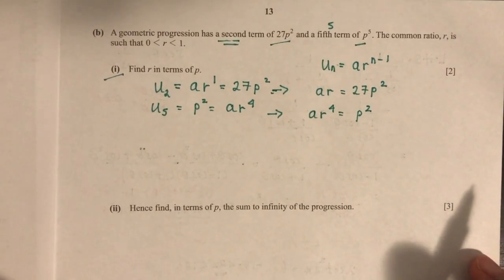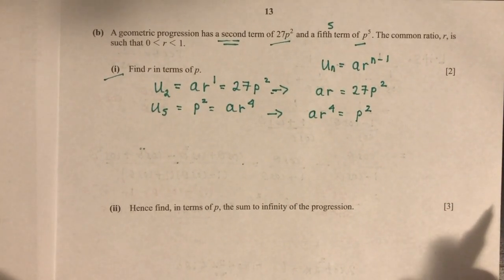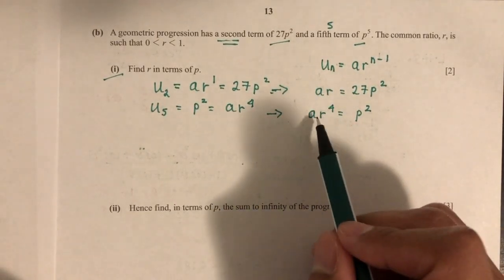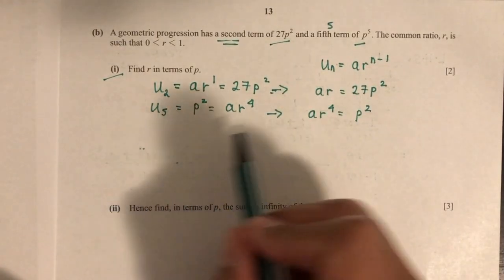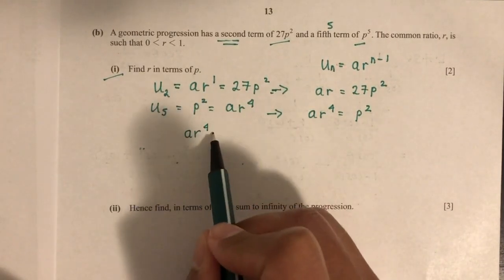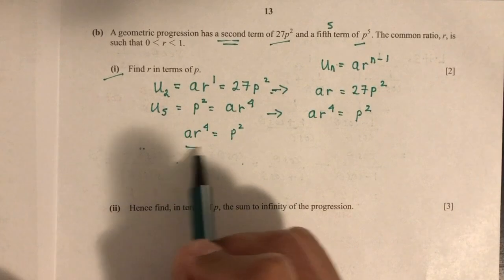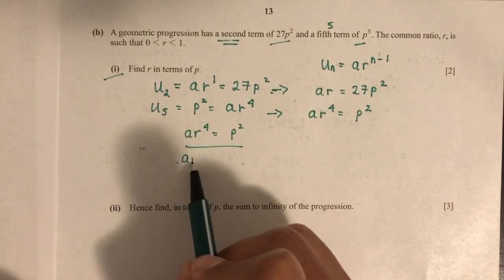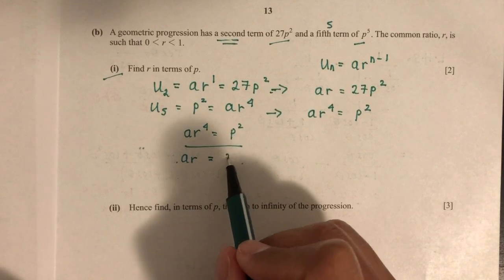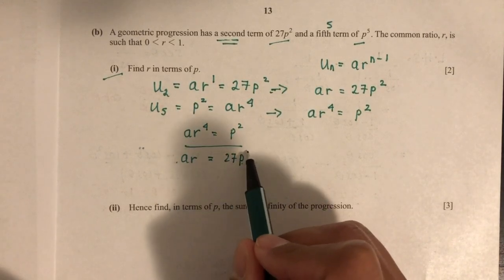Now you can simplify. We can just do this term divided by this term. So let's do that. So ar to the power 4 over ar equals p squared divided by 27 p squared.